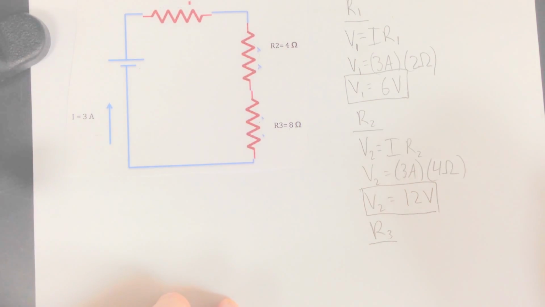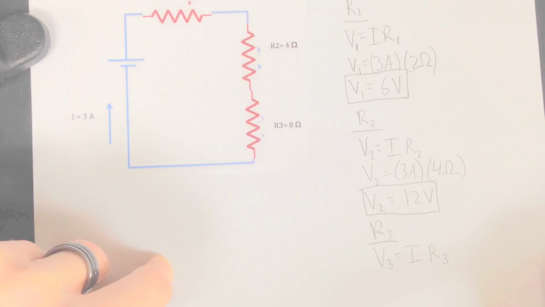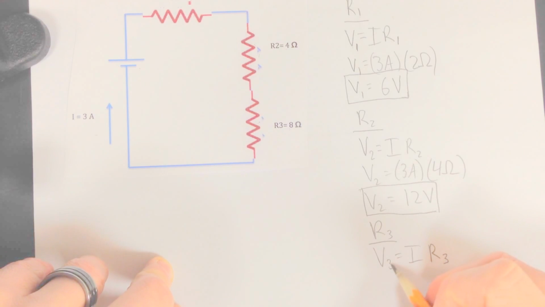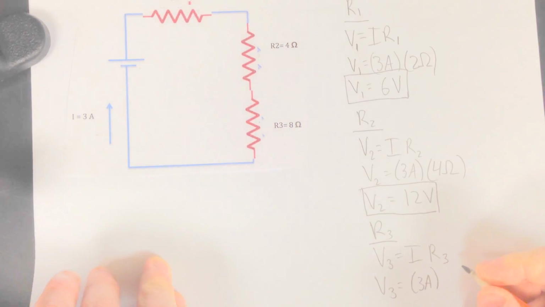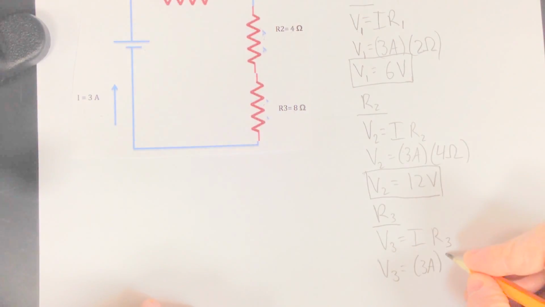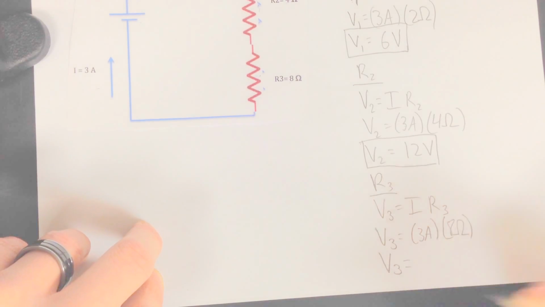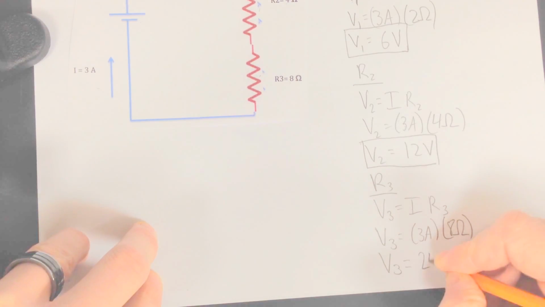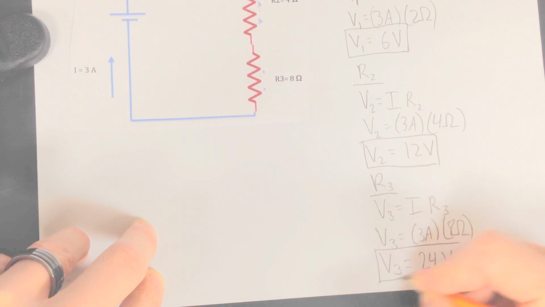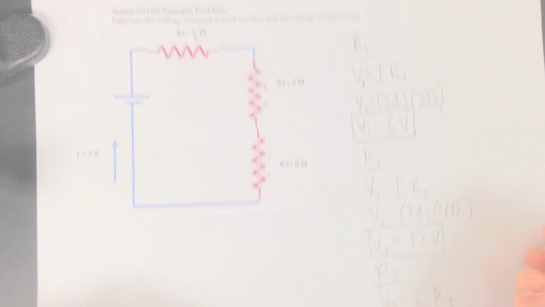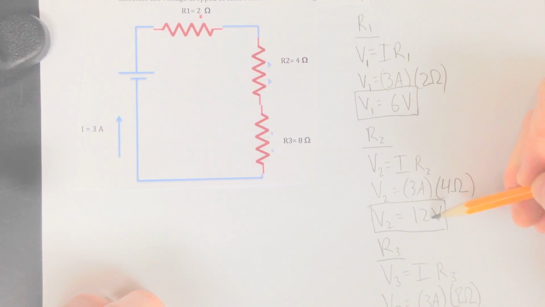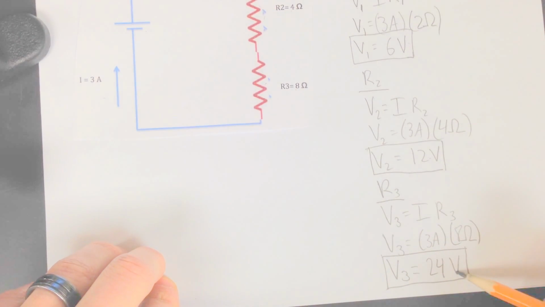Continuing on, R3, we're going to say V3 equals I times R3, alright? So V3 equals the same current because the current is the same everywhere in a series circuit. There's only one loop. So we say 8 ohms is our resistance there in R3. So the voltage dropped at the third resistor is 3 times 8, or 24 volts. So we found the voltage dropped at every resistor. At the first one there was 6, the second one there was 12, and at the third resistor there was 24 volts dropped there.